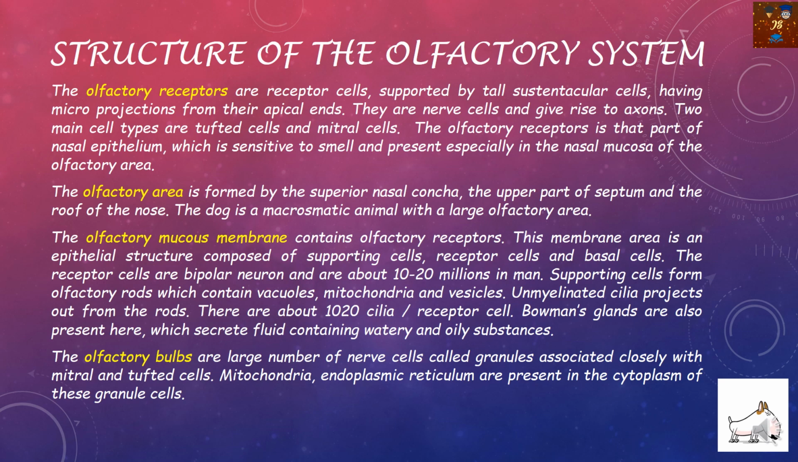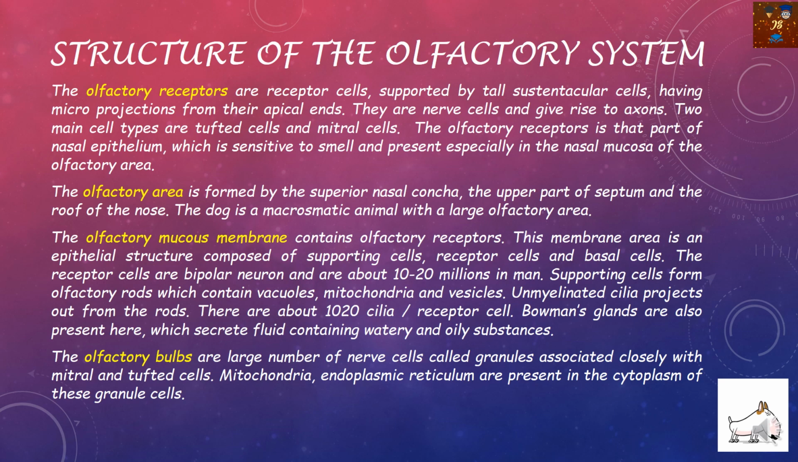Regarding the structure, the olfactory system is made up of olfactory receptors, the olfactory area, the olfactory mucous membrane, and above all the olfactory bulbs. Olfactory receptors, as the name implies, are receptor cells which are supported by sustentacular cells having microprojections in the apical layers. Actually they receive the stimulus of the sense of smell. The olfactory area is formed by some part of the superior nasal concha, the upper part of the septum, and the roof of the nose.